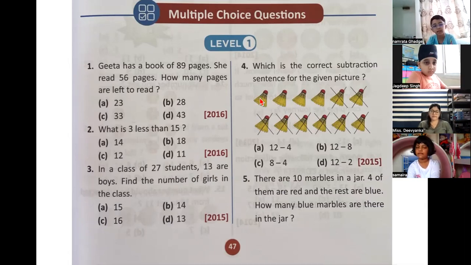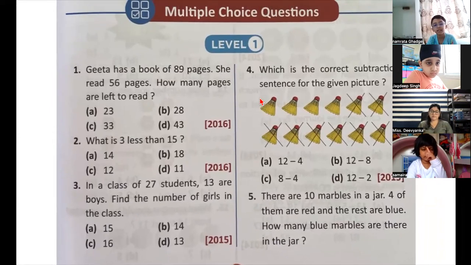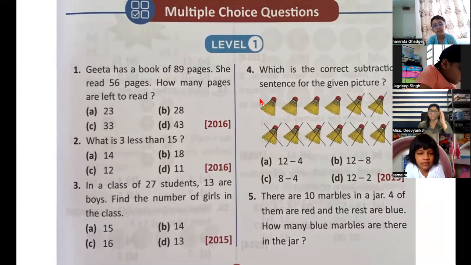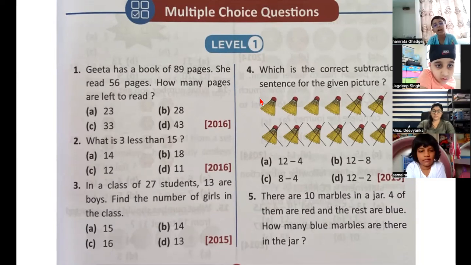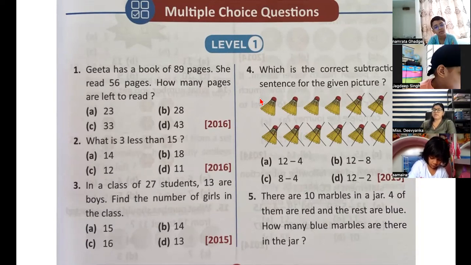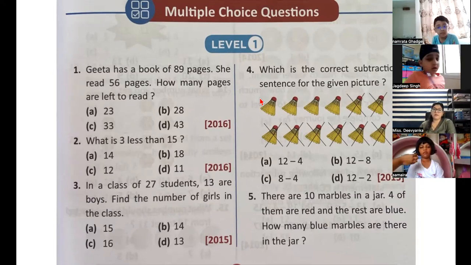Great. Gita has a book of 89 pages. Let me read the question for you. Gita has a book of 89 pages. She read 56 pages. Now, how many pages are left to read? So solve it and give me the correct answer.